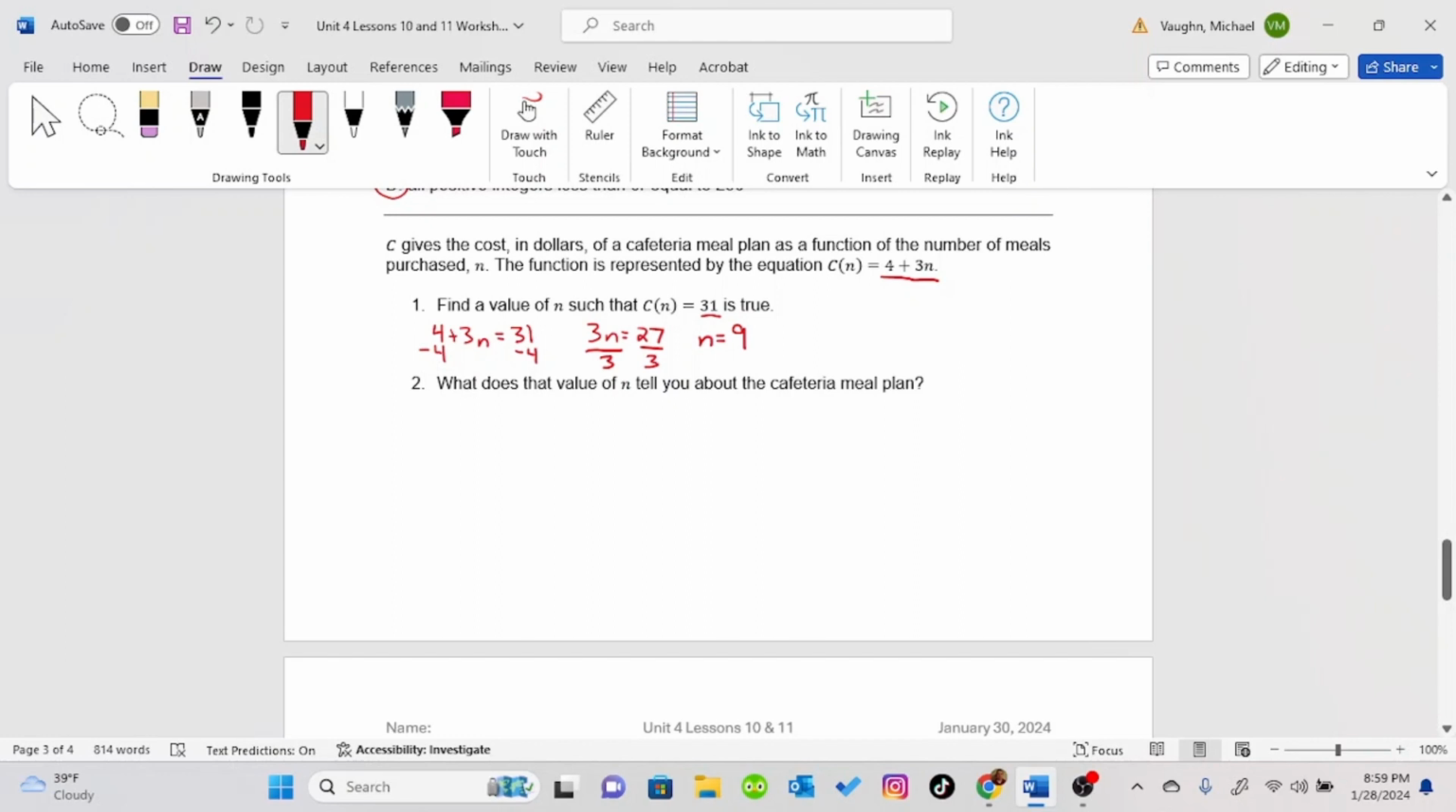And part 2, what does that value of n tell you about the cafeteria meal plan? N equals 9 tells us 9 meals purchased equals $31.